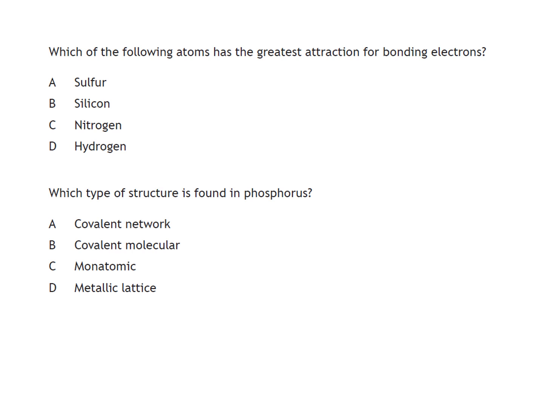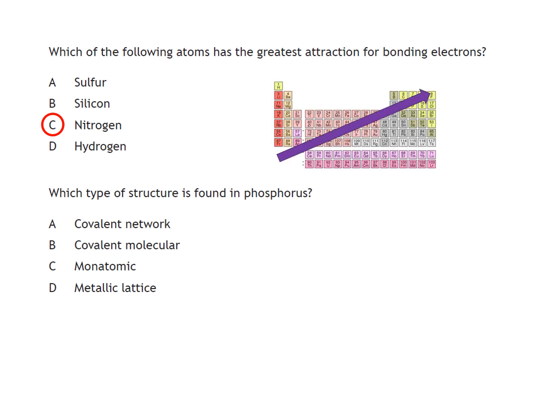So again, just pause, and when you're ready, unpause it. So top one, which of the following atoms has got the greatest attraction for bonding electrons? In other words, which is the most electronegative? You can go in your data book and try and find the answer, or if you are feeling a little bit lazy, you can remember the periodic table, and that electronegativity increases as you go towards the top right. So therefore nitrogen is the correct answer here.